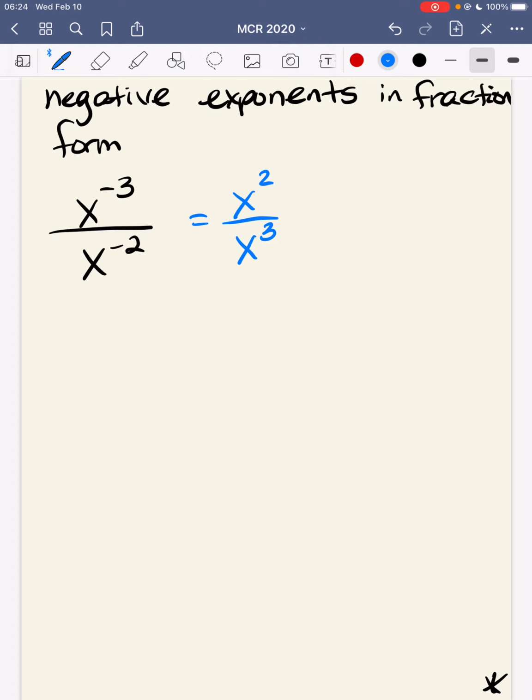And then from here you would simplify, and x to the 2 minus 3 is x to the negative 1, which means my leftover x is going to be in the denominator. This would be the same thing as if you wrote 2 x's divided by 3 x's, did cancellation, and you'd have 1 x left over in the denominator.